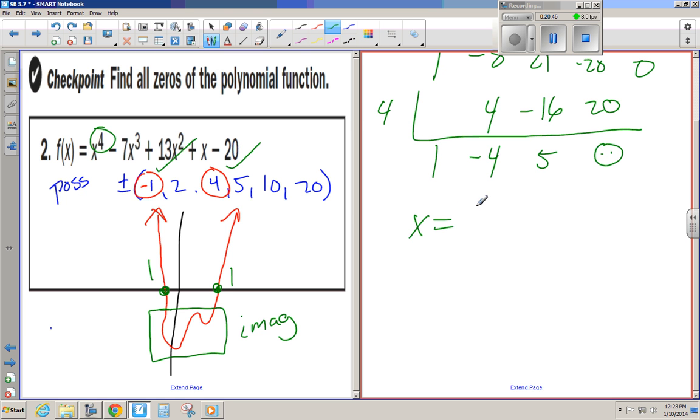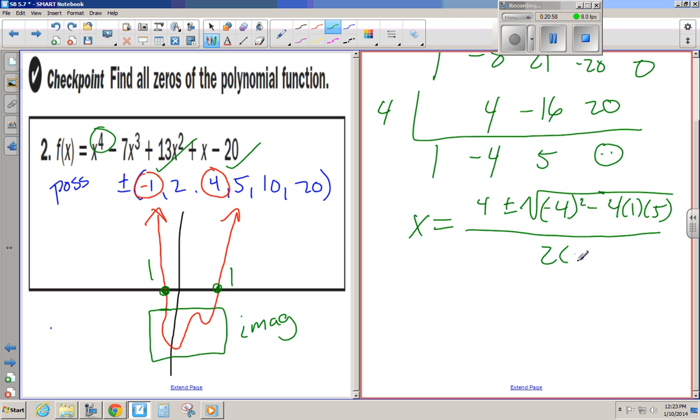X equals opposite b plus or minus square root b squared minus 4ac all over 2a. What you're going to see here, let's see here, that's 16 minus 20. That's 4 plus or minus the square root of -4 all over 2.